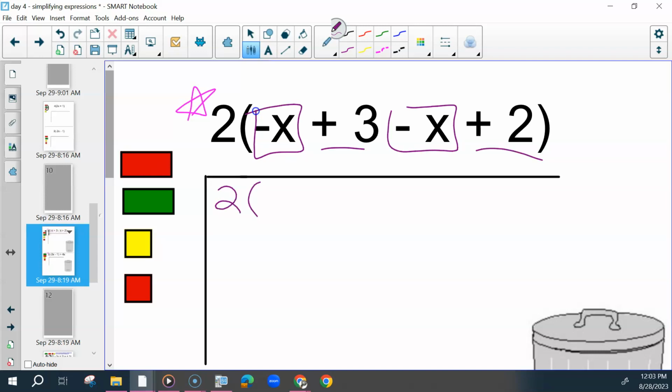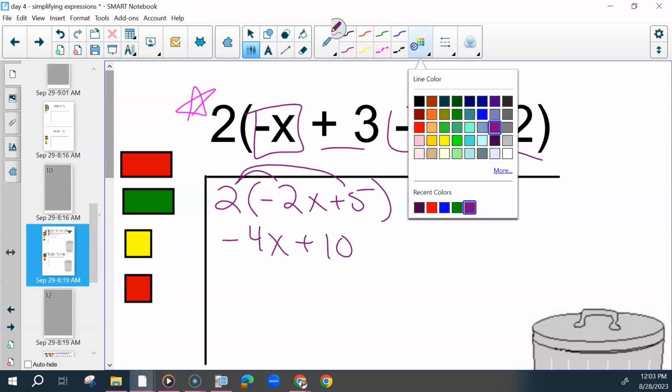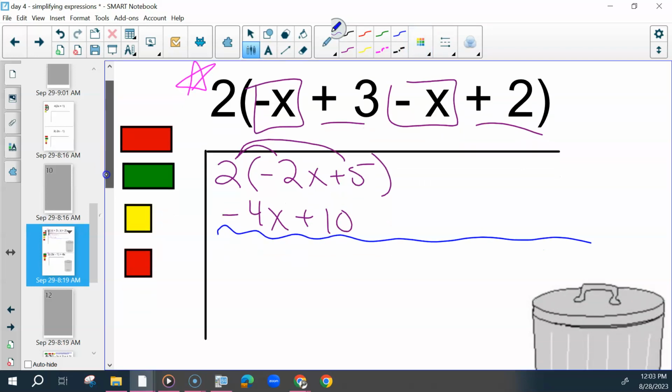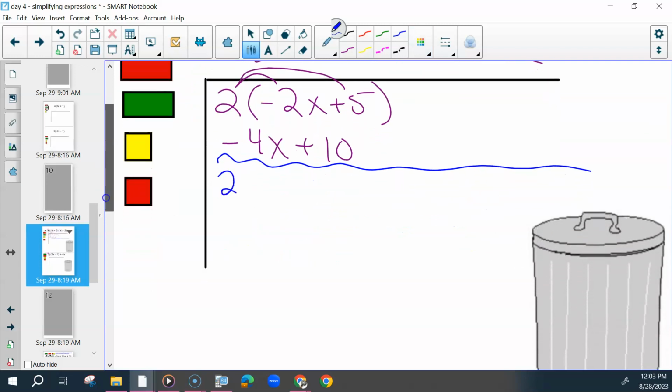So if we combine those, what would we get? Negative 2x plus 5. Right? Then we would go ahead and distribute. So multiply that to everything there. What would that give us? Plus 10. There we go. Okay. Then I'm going to do this again. I'm going to rewrite this whole thing.